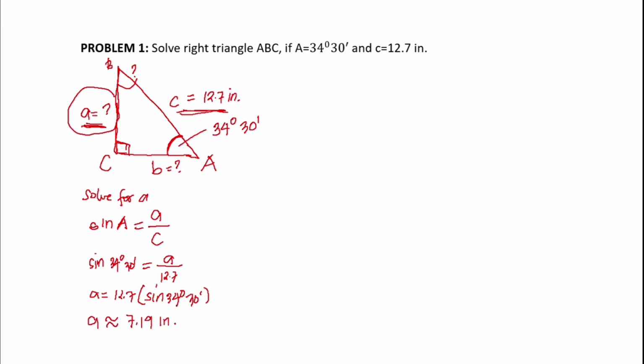7.19 inches. So we are going to make use of three significant figures. So take note, three significant figures here. Why? Because 1, 2, 3 and 1, 2, 3. So there are three significant figures here also. Three significant figures. That is how to solve for A.